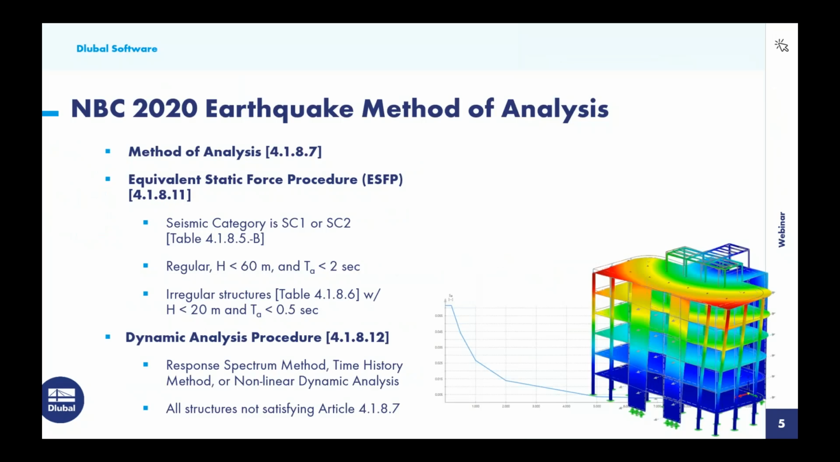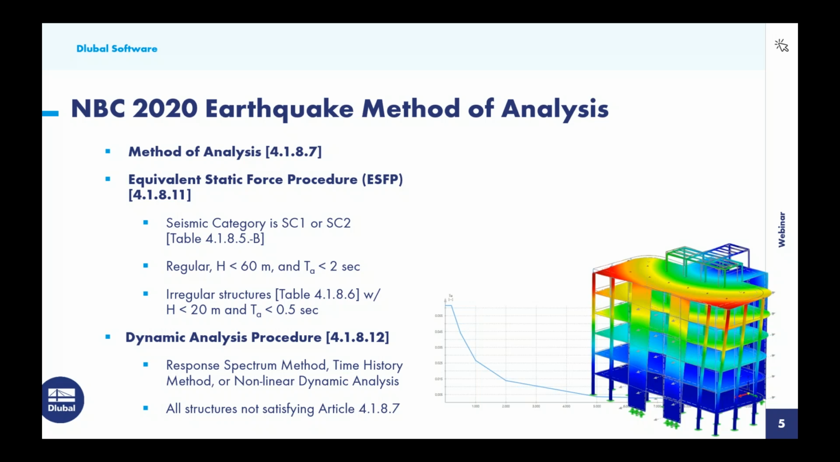Before we begin, I want to discuss the NBC 2020 earthquake methods of analysis that are given in Article 4.1.8.7. We have the equivalent static force procedure provided in 4.1.8.11, and this is certainly a simplified approach for seismic design. This can be applied for buildings that are of seismic category SC1 or SC2, given in Table 4.1.8.5.B.